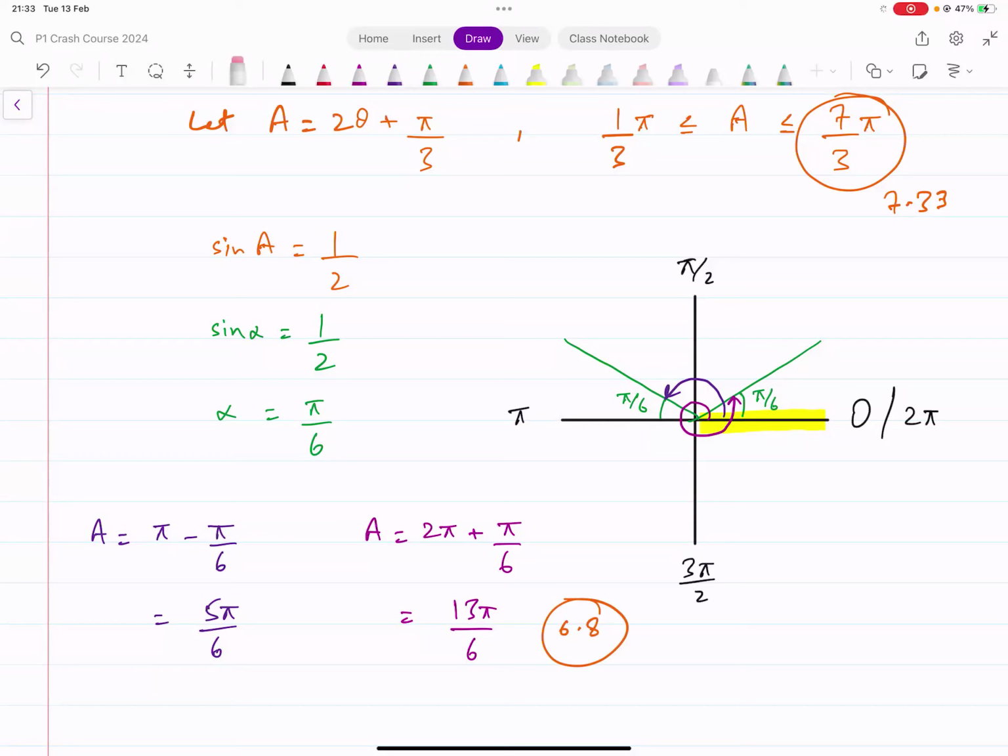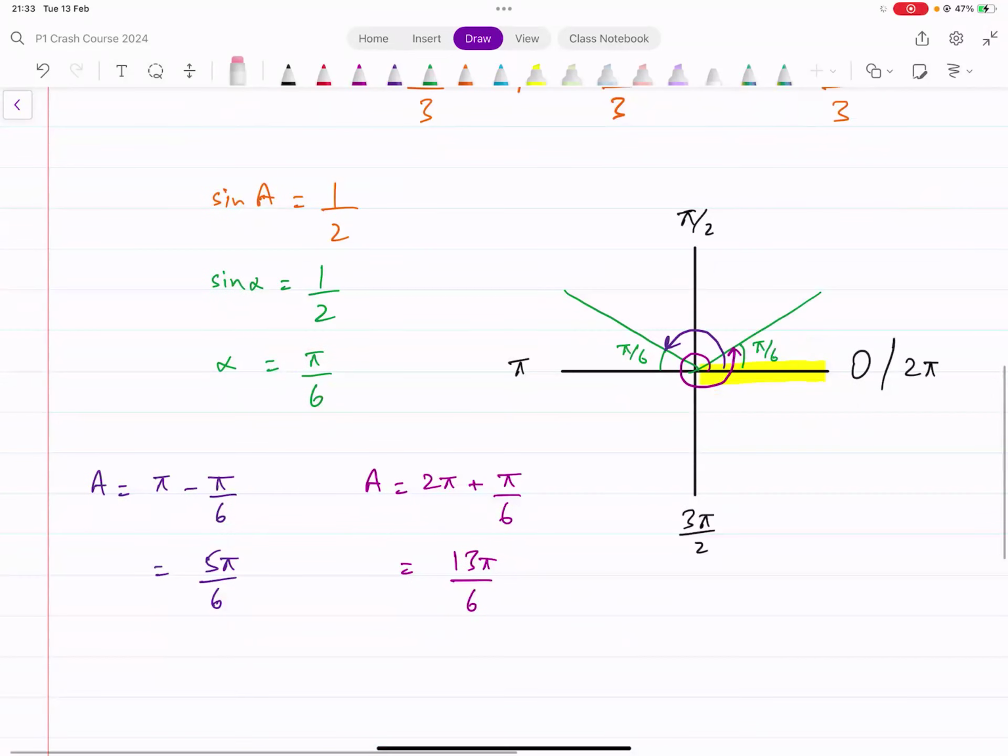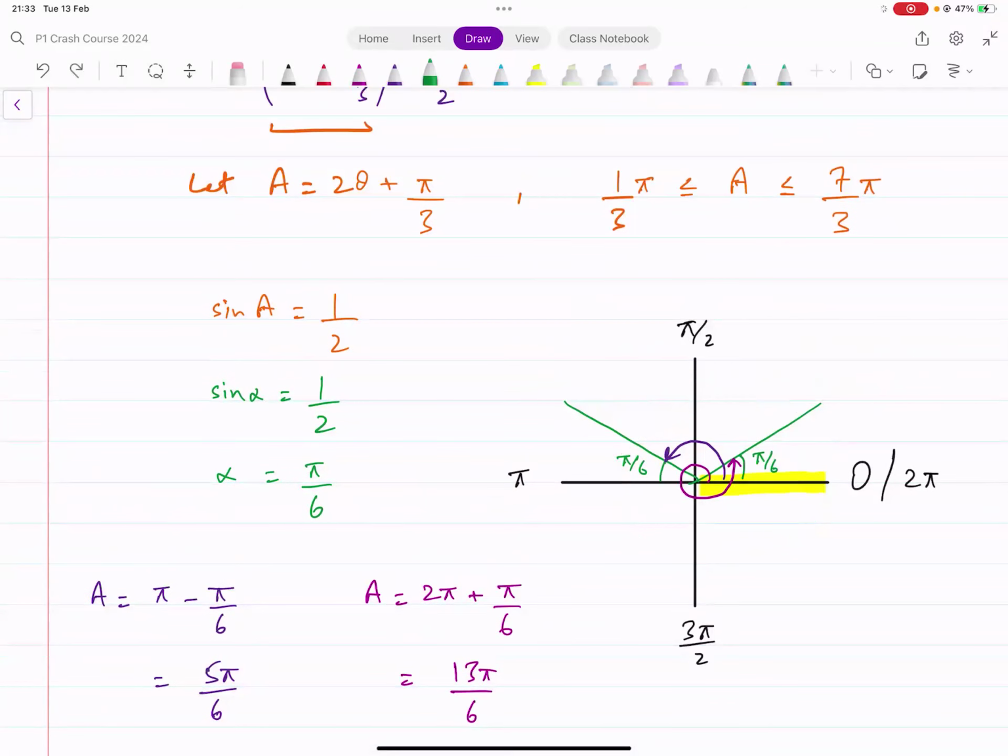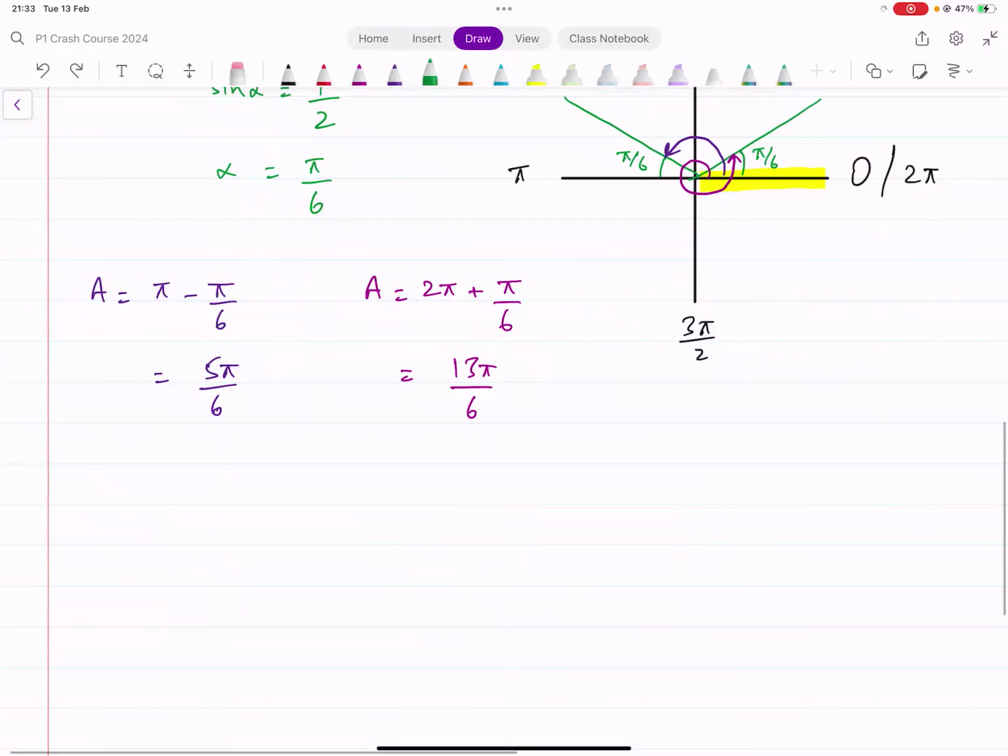Okay? So this is the next angle that we're getting, 13 pi over 6. We can't find any other angle. You can try that. You can go one full circle and come back to this again, but that's going to be outside the interval. You can check that as well. These are two values of A that we have. Now we put that substitution back.